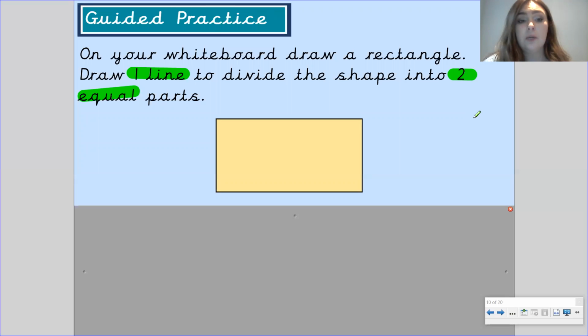Well done. So by equal, we mean the same. So the 2 parts are going to be the same size. This is your whole, and you're going to divide it into 2 equal parts. So what I want you to do now is pause the video, draw your rectangle, and divide it into 2 equal parts.